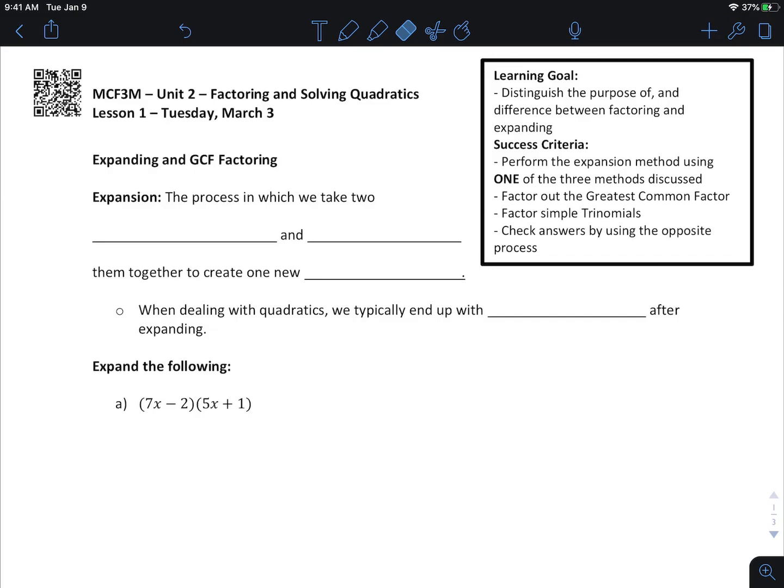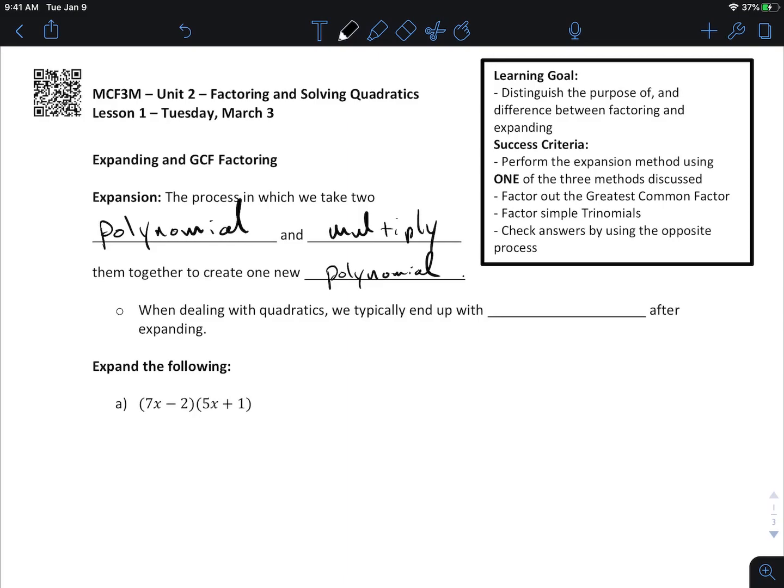Okay, so in the blanks here, expansion is the process in which we take two polynomials, right? Remember, a polynomial could be anything from 2 terms to 4 terms, 5, 6, 7, right? We're just going to take some polynomials and multiply them together to create one new polynomial.